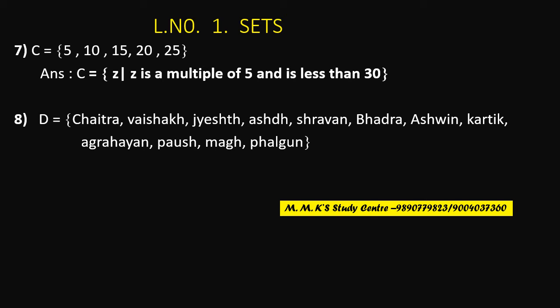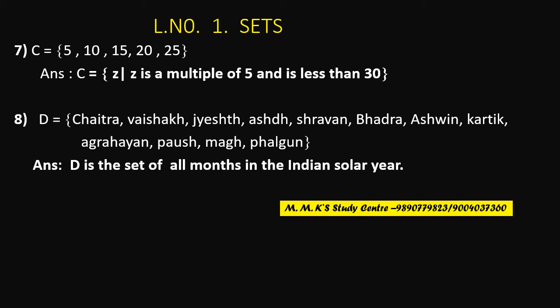D is a set of Chaitra, Vaishakh, Jyeshtha, Ashadh, Shravan, Bhadra, Ashwin, Kartik, Agrahayan, Paush, Magh and Falgun. Yes children, whatever you are thinking, it is correct. These are the names of the months of the Indian solar year. So we will write the answer. D is a set of all months in the Indian solar year. Yes, children. Now we will continue with example number 9.